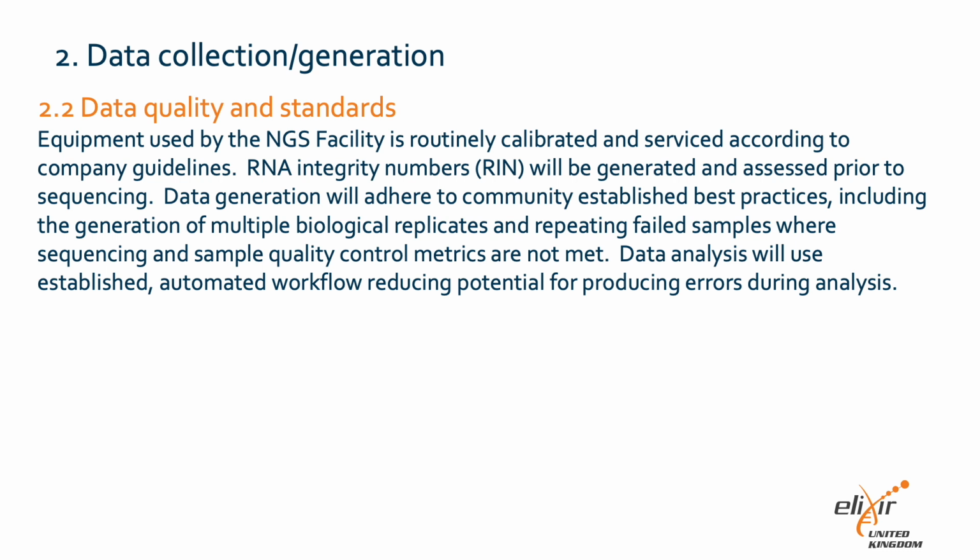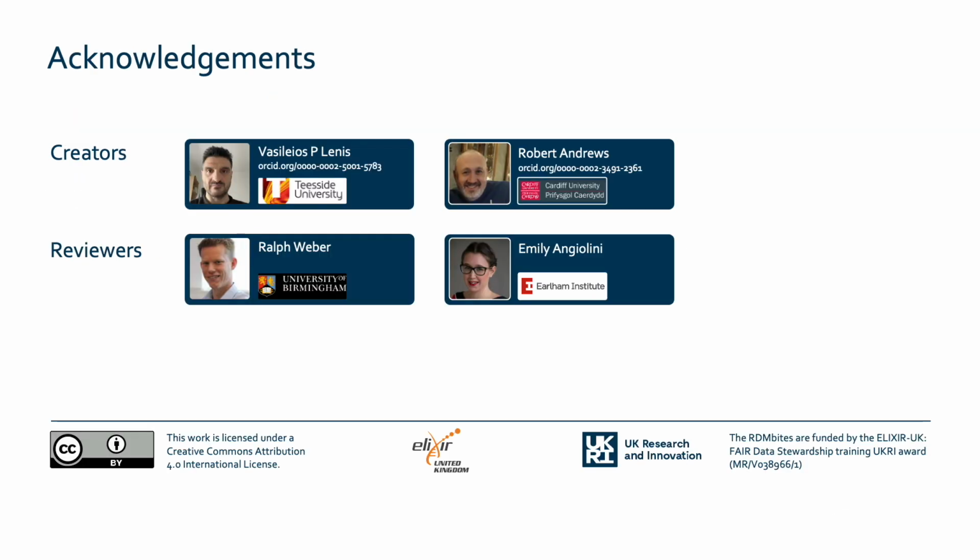So here we have considered values such as RIN to assess data quality and consider provenance around robust data analysis. So that was the third installment of our RDMbites series for things to consider when writing a DMP for a grant.